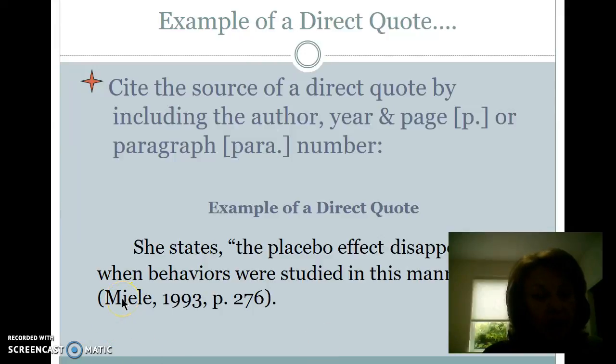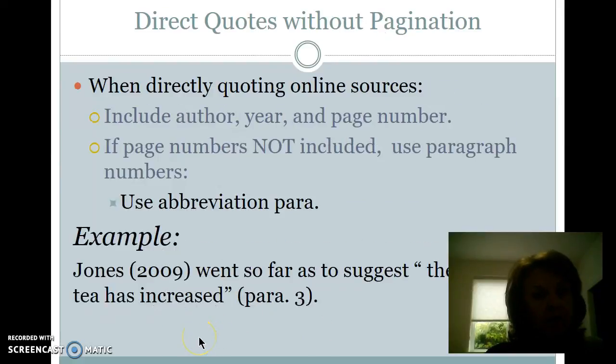This is the author of the journal article. This is the year of publication. And this is the page number that the direct quotes appeared on. And all 3 of these elements need to be included when citing a direct quote.